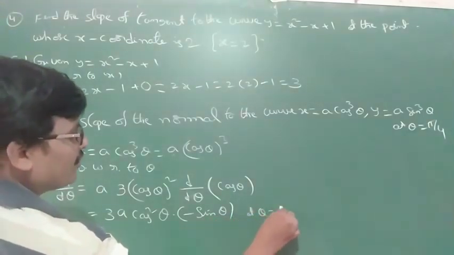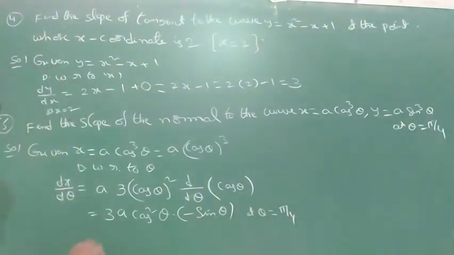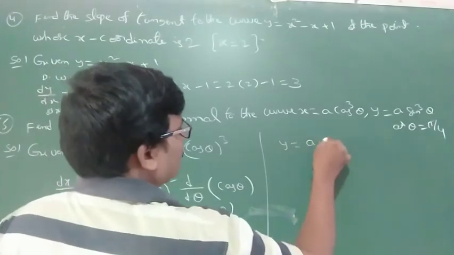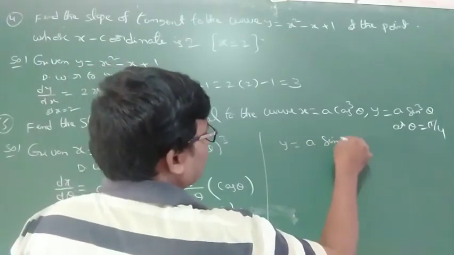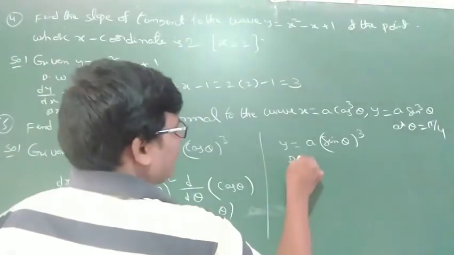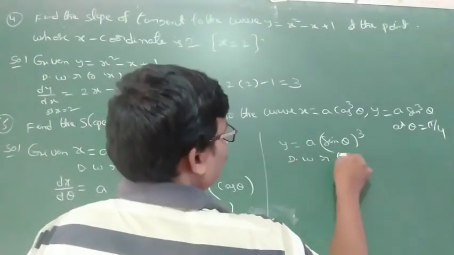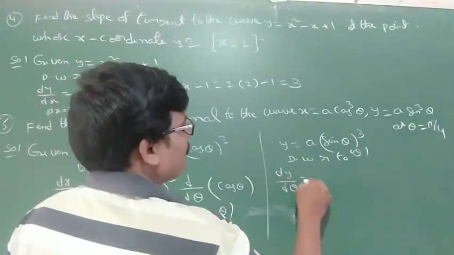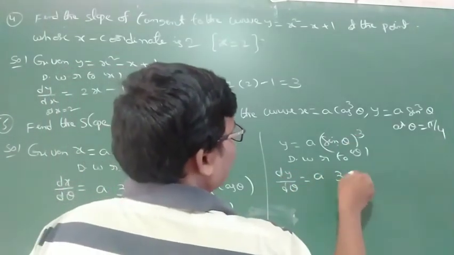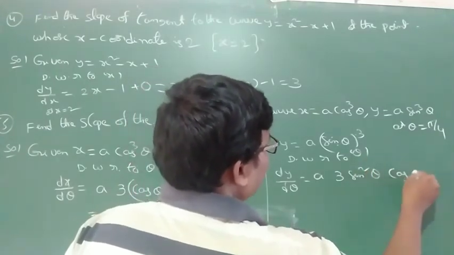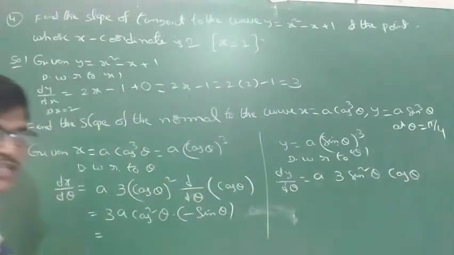At theta is equal to pi by 4. Next, y is equal to a sin cube theta, which is a sin theta whole cube. Differentiate with respect to theta. dy by d theta is equal to a into 3 sin square theta into the derivative of sin theta, which is cos theta.